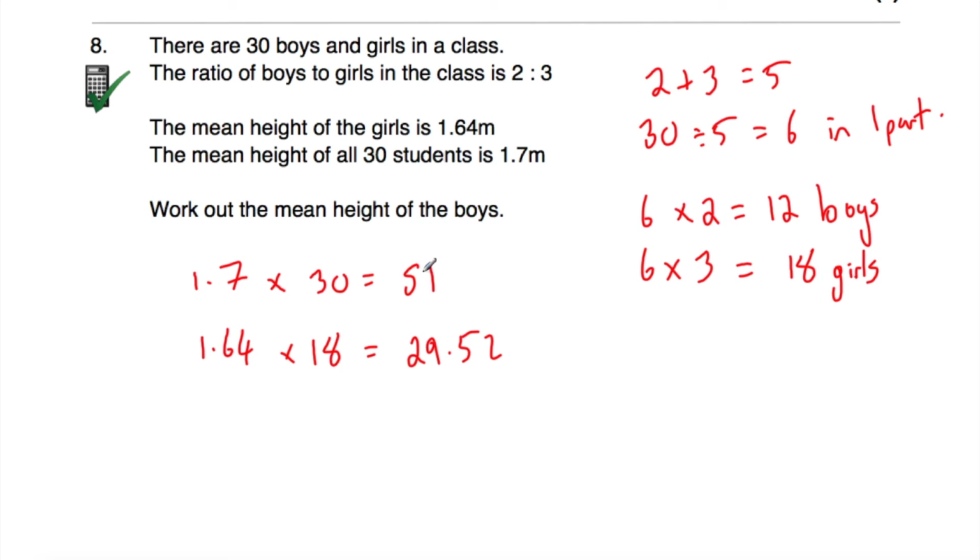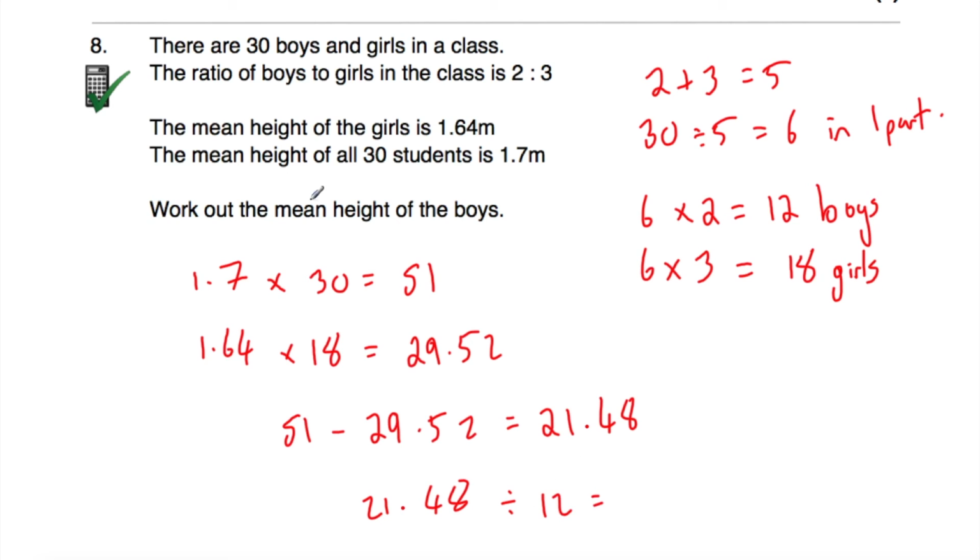So we've got the total height of everybody, the total height of the girls. If we take them away, that'll be the total height for the boys. So 51 take away 29.52 is equal to 21.48 meters. So that's the total height for the boys. And there's 12 boys. So 21.48 divided by how many boys there are, which is 12, will tell us their mean height. So divided by 12 gives us an answer of 1.79, so 1.79 meters. And that's the mean height of the boys in the class.